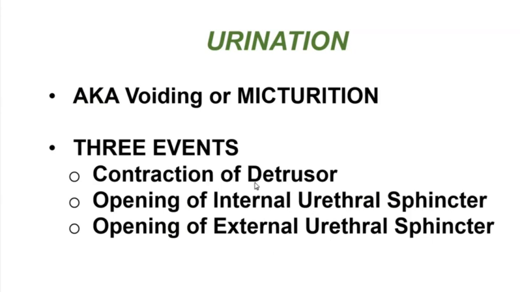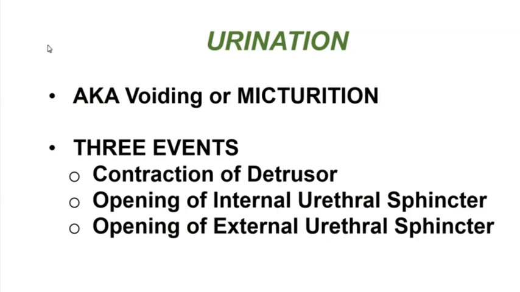So we have to have the pushing force of the detrusor muscle that's going to squeeze the urine out of the urinary bladder. And we have to have the urethral sphincters opening so that urine can flow from the urinary bladder and through the urethra. So let's look at how these three events are coordinated.